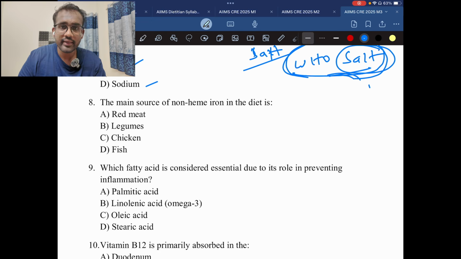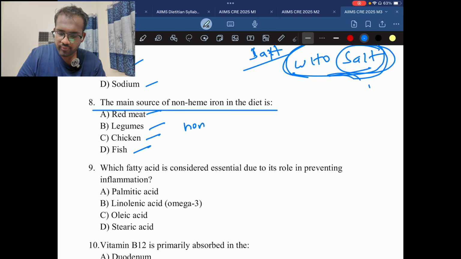Question number 8. The main source of non-heme iron in the diet is: red meat, legumes, chicken, fish. So always remember, non-heme iron is present in plants.